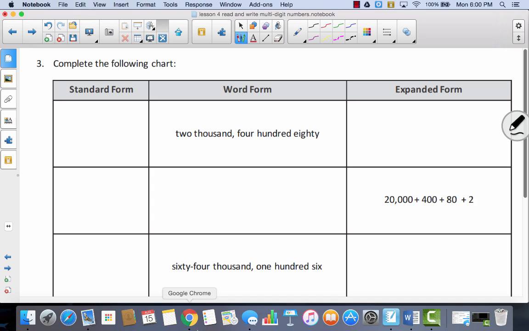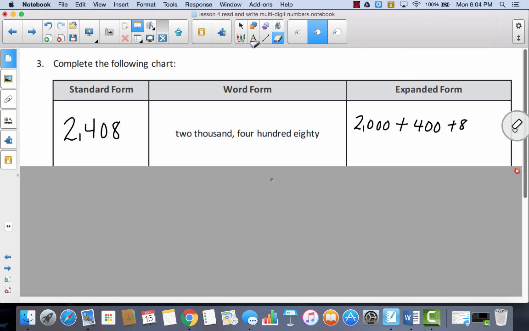All right, so on the back here, we have a chart. I want you to go through here and try to fill out as much of this chart as you can using standard form and expanded form, filling it in as much as you can, and then we're going to come back and check together. If you get stuck, you can always press play and I'll help you.